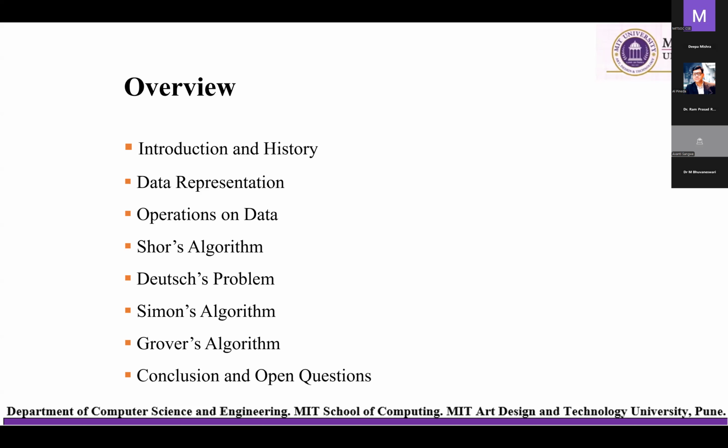Data representation in quantum computing. Data is represented using quantum bits or qubits, which differ from classical bits by allowing superposition. While a classical bit can either be 0 or 1, a qubit can exist in both states simultaneously, as many of us know, enabling quantum computers to explore multiple possibilities in parallel.